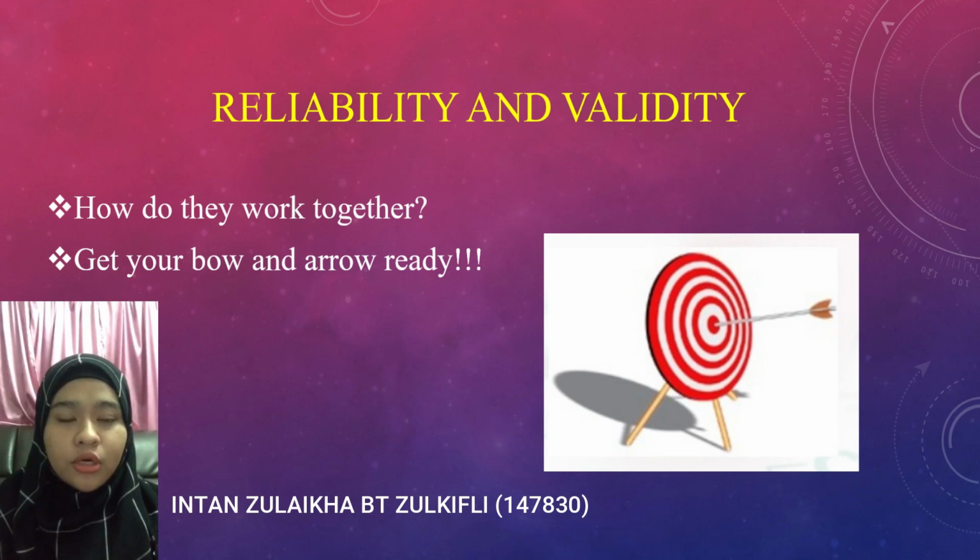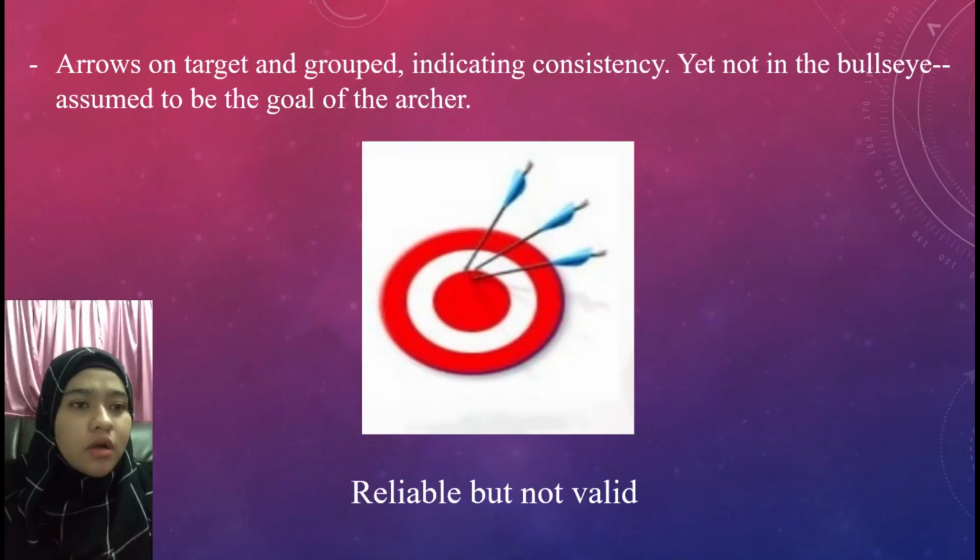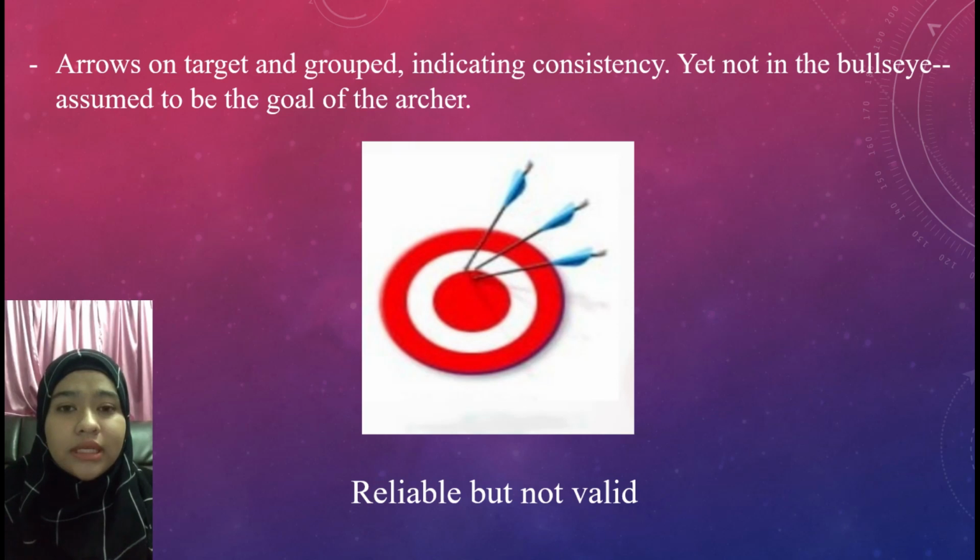Next, I want to show all of you the bow and arrow graphics that show how reliability and validity work together. So get your bow and arrow ready. About this arrow, we call it reliable but not valid. Arrows on target and grouped indicate consistency, yet not in the bull's eye assumed to be the goal of the archer.